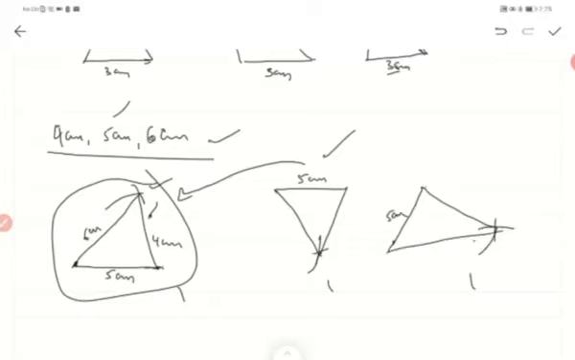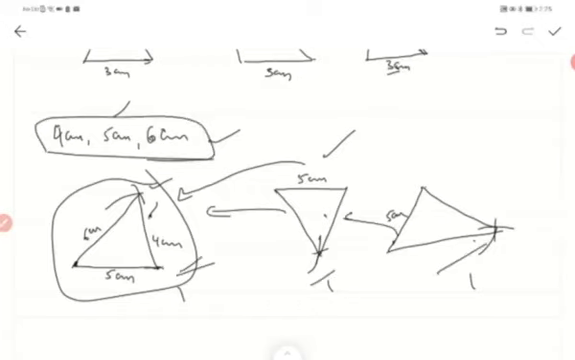This is tilted, this is also tilted. When you place one upon the other, because the measurements are known, you are drawing the same type of triangle. We will say these three are copies of each other, all right.